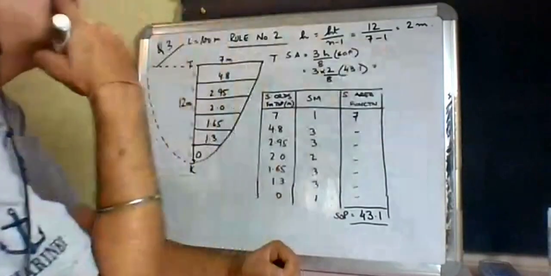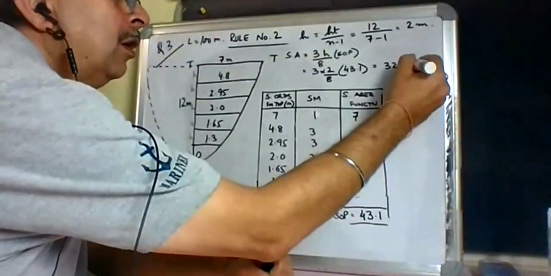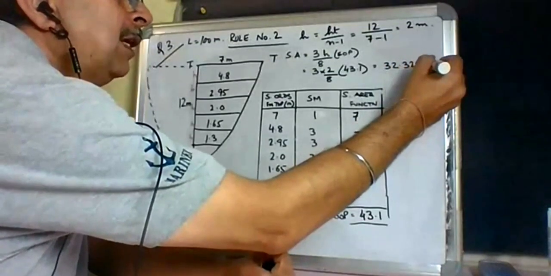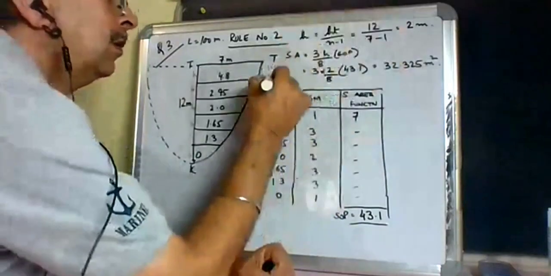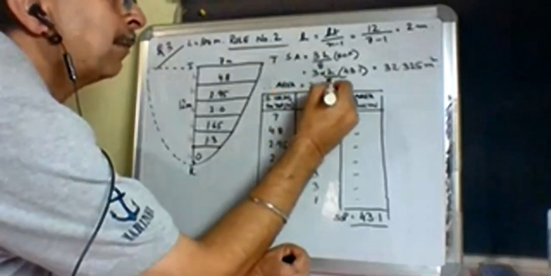Tell me the value of semi area. So 32.325. 32.325. Is everyone getting the same? Yes, sir. So now the area of the bulkhead will be twice the semi area.